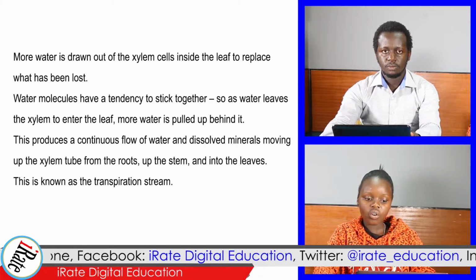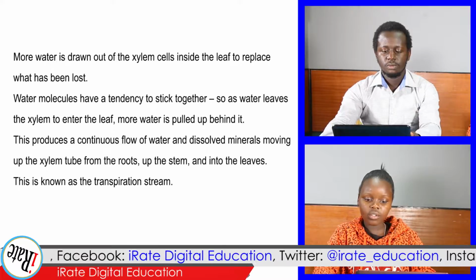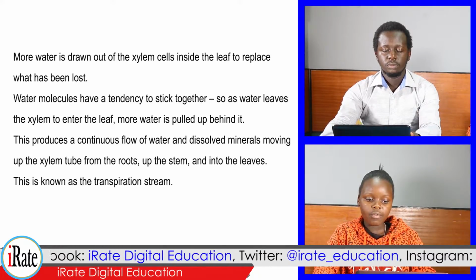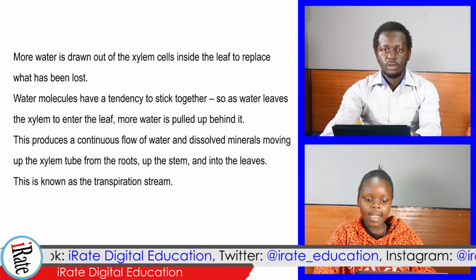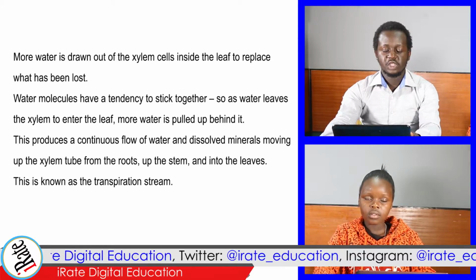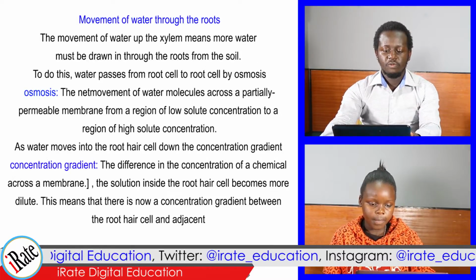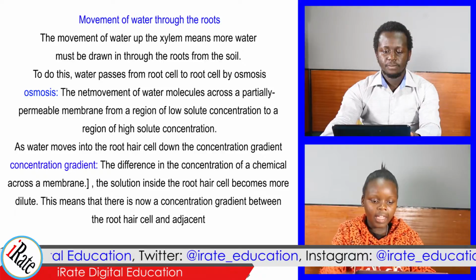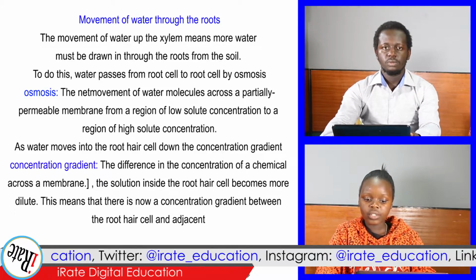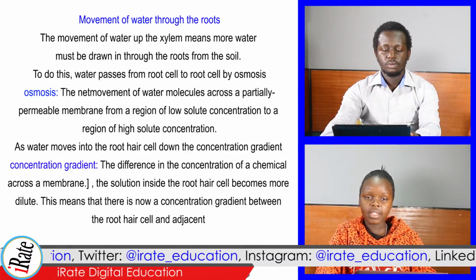This produces a continuous flow of water and dissolved minerals moving up the xylem tube from the roots, up the stem, and into the leaves. This is known as the transpiration stream. Movement of water through the roots. The movement of water up the xylem means more water must be drawn in through the roots from the soil.